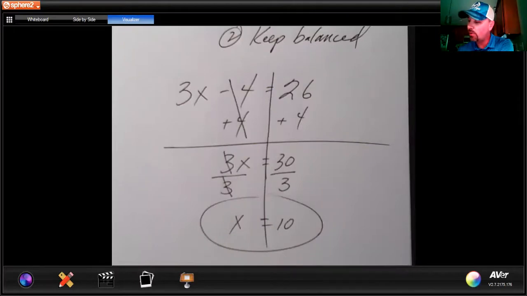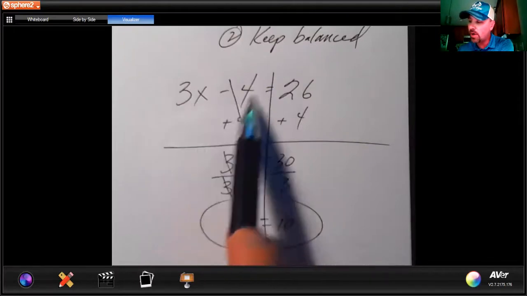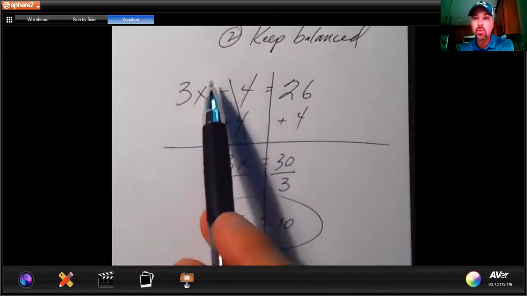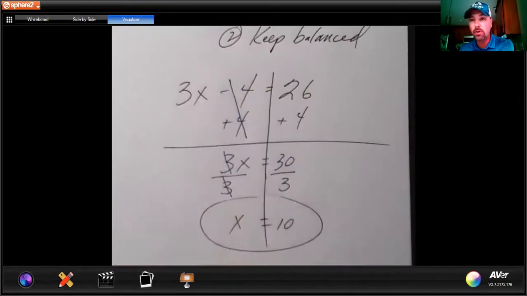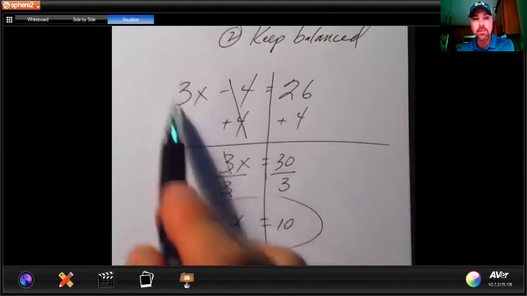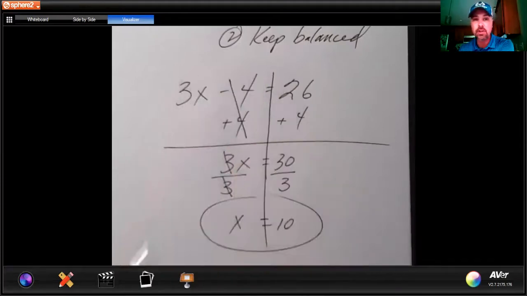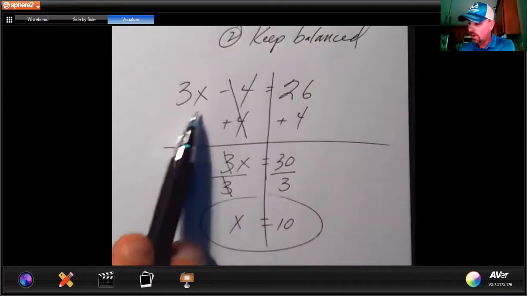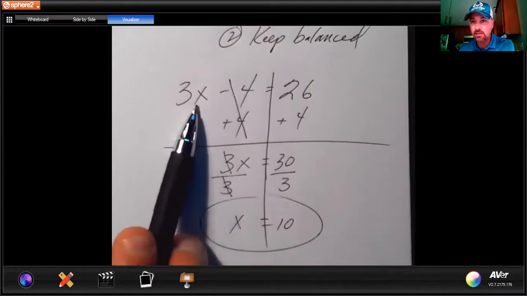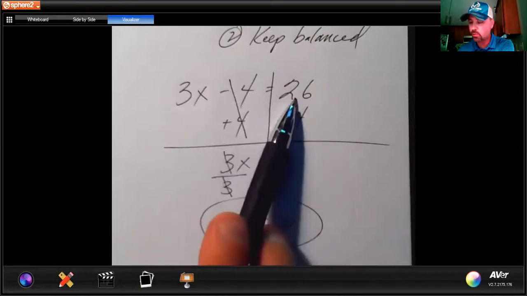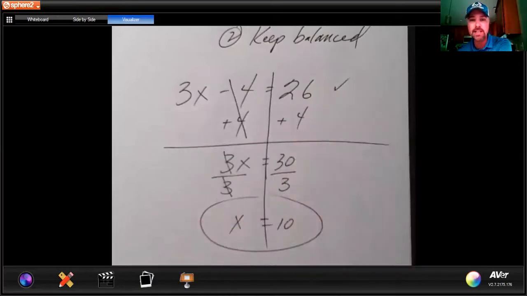Okay, so when we plug it in and run it through these multi-operations, we follow the correct order of operations. So we'd start with this multiplication and then subtract 4. So x is 10. 3 times 10 is 30. Minus 4 is equal to 26. When we plug 10 in, it makes a true math sentence, a true equation. Okay, so we know we found the right number for x.